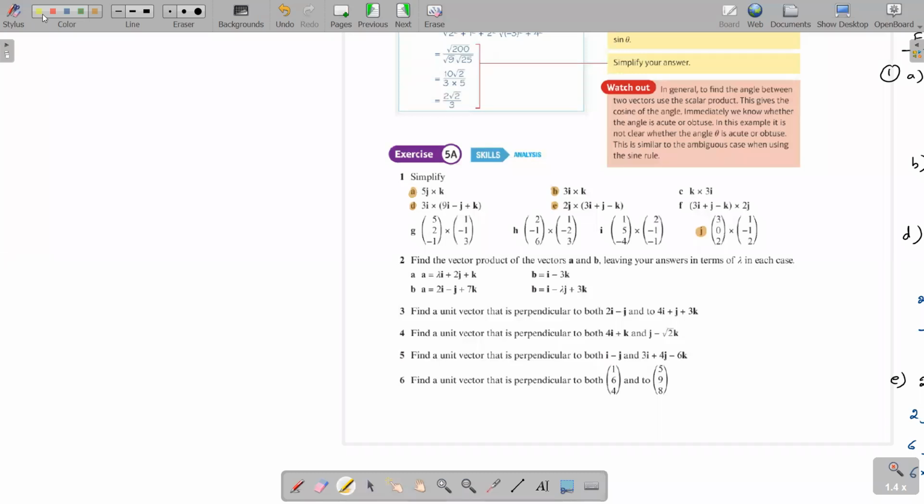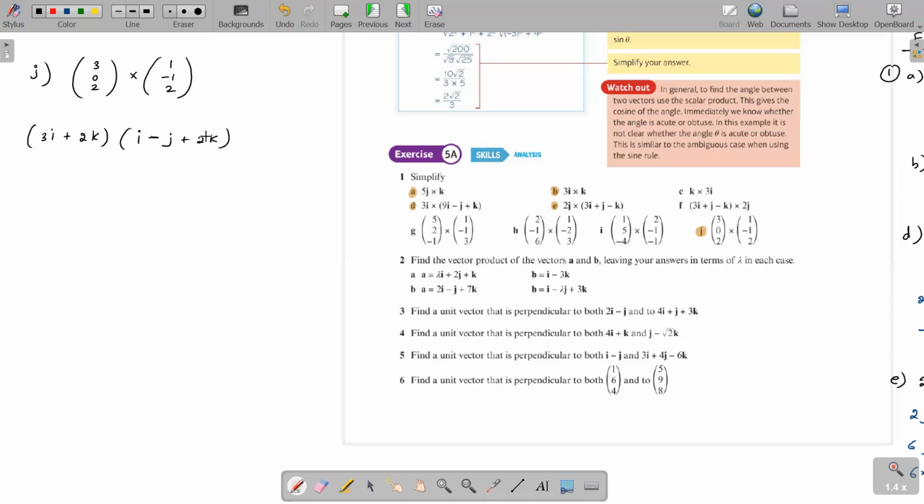So then let's try part J also. Part J, they've given you the cross product of the two vectors in column vector form. 3, 0, 2 cross 1, minus 1, 2. Shall we write this in the normal form? 3i plus 0j, so I don't need the 0j, and then 2k. 3i plus 2k multiplying with 1i minus 1j plus 2k.